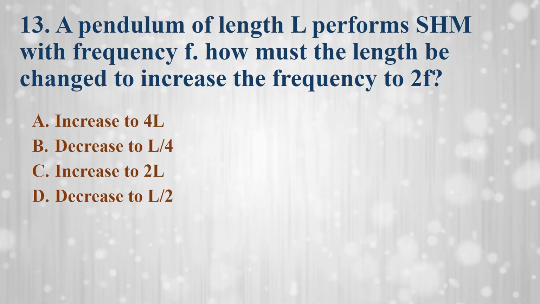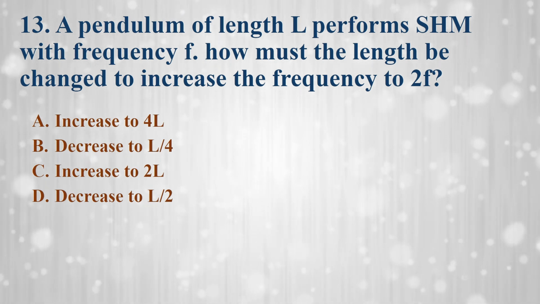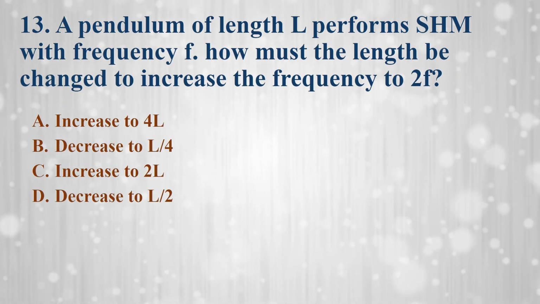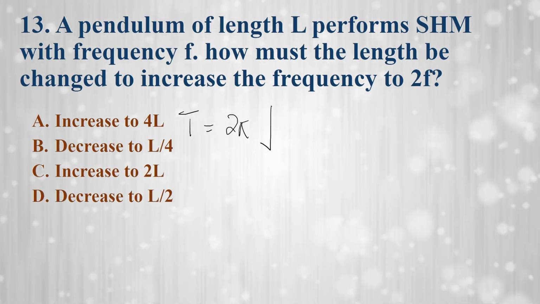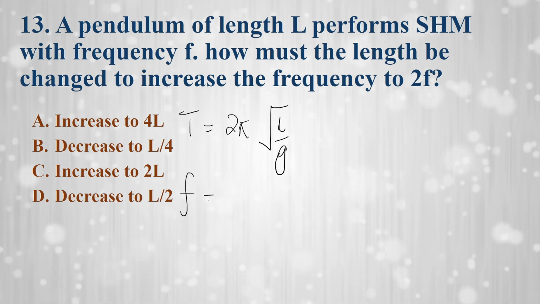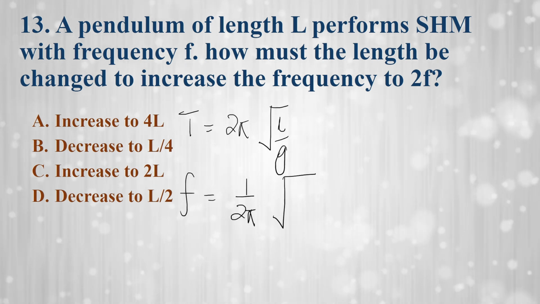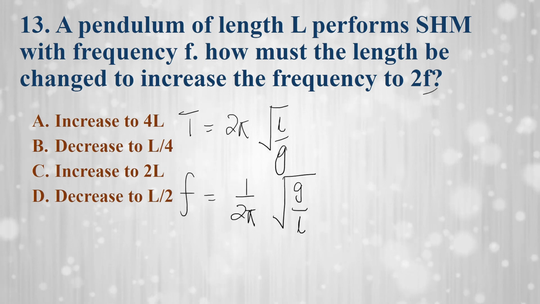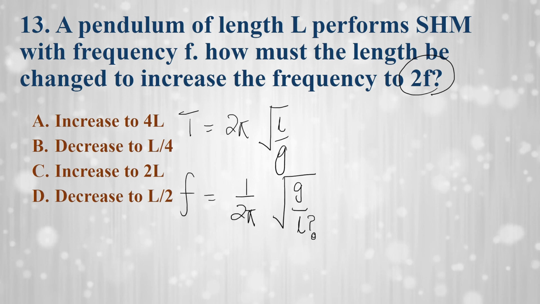Okay, a pendulum of length L performs simple harmonic motion with frequency F. How must the length be changed to increase the frequency to 2F? So students, the formula for the time period of the simple pendulum is 2 pi under root L over G. And we know that the time period and frequency are reciprocal to each other. So the formula for the frequency of the simple pendulum will become this. And if you want to double the frequency, they are asking what should be the change in the length.